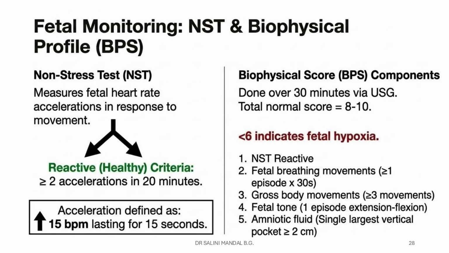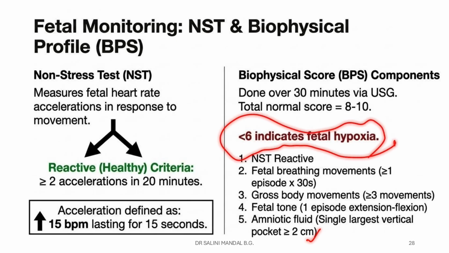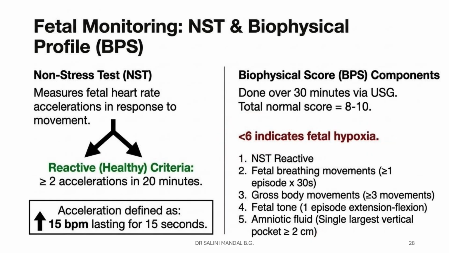Then we have a few other things, that is a biophysical score, that includes a lot of things. First of all, we have a non-stress test, a reactive one. Then fetal breathing movements, if it is more than 1 episode in 30 seconds. Okay, then we have gross body movement, that is more than 3 movements. Then fetal tone, if it is 1 episode of extension and flexion, if it is present, and amniotic fluid, that is single deepest vertical pocket, if it is less than 2 centimeter, we say that okay, there can be fetal hypoxia.